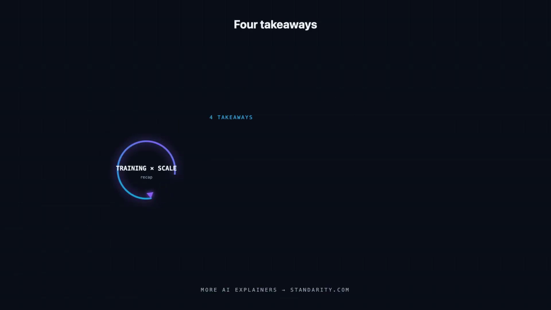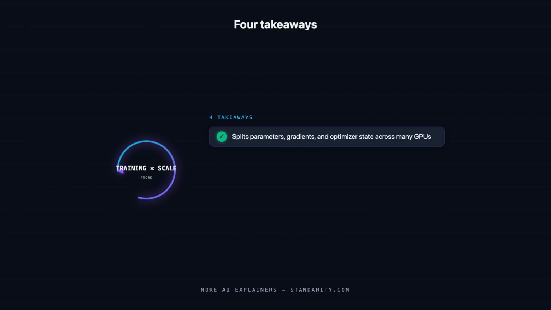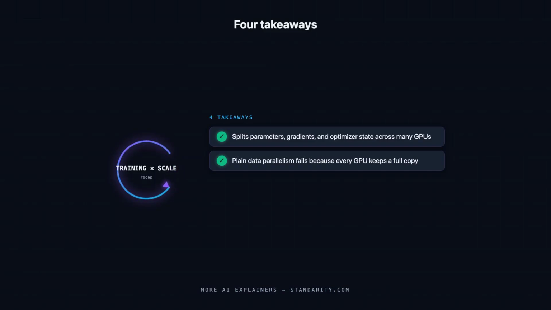Alright, let us lock in what matters. Model Sharding splits a model's parameters, gradients, and optimizer state across GPUs, so no single device ever has to hold the entire thing by itself. The reason plain data parallelism fails is that it copies the whole model onto every GPU, and the training state is several times larger than the weights alone.